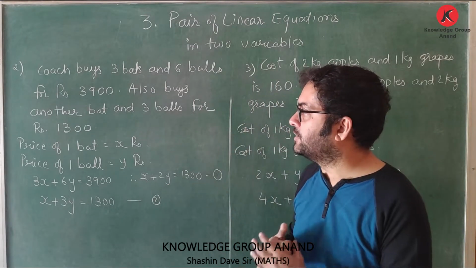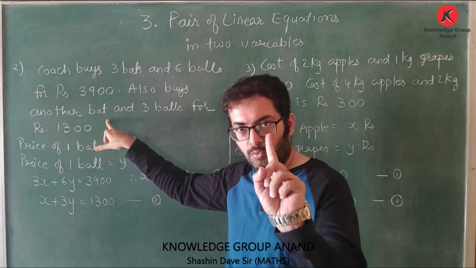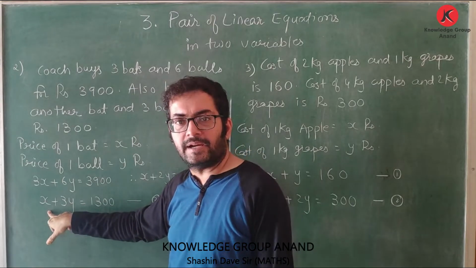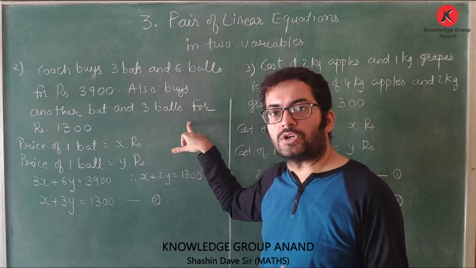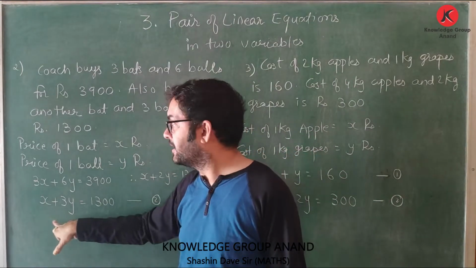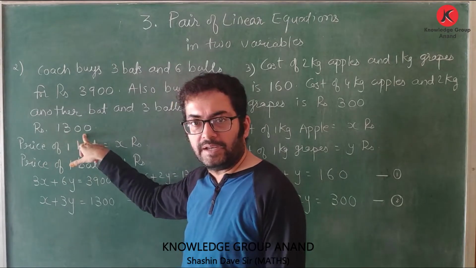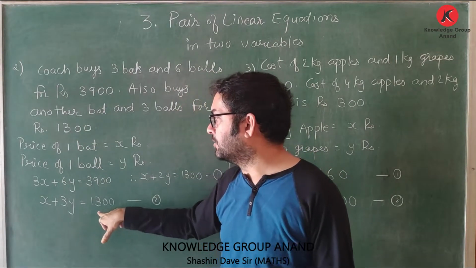Now let us move to condition number 2. The coach also buys another bat. So one bat is represented as x. And 3 balls. Again, the cost of one ball was y rupees. So the cost of 3 balls will be 3y, for rupees 1,300. So the equation will be x plus 3y is equal to 1,300.